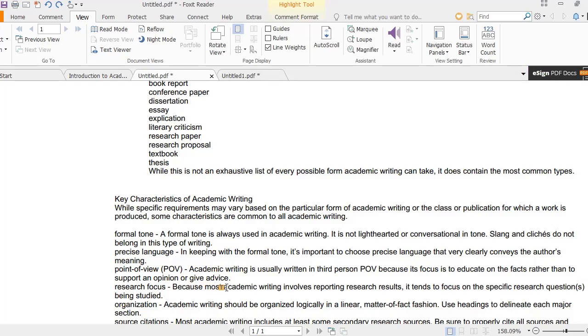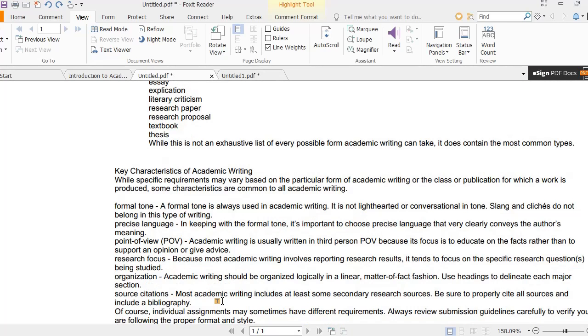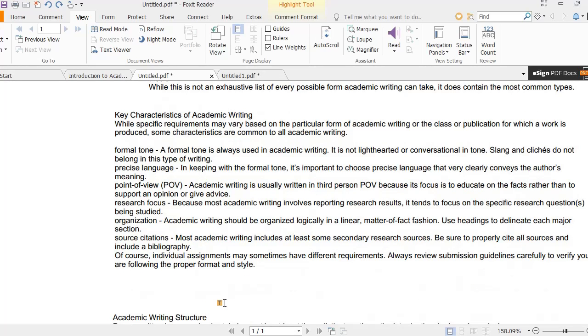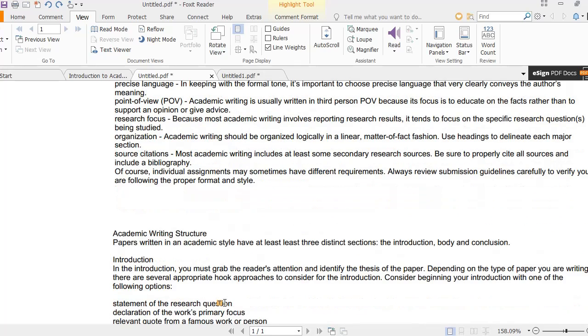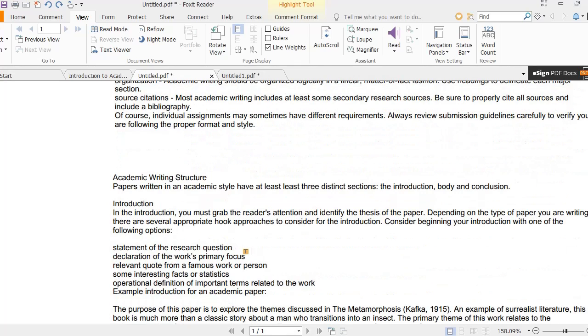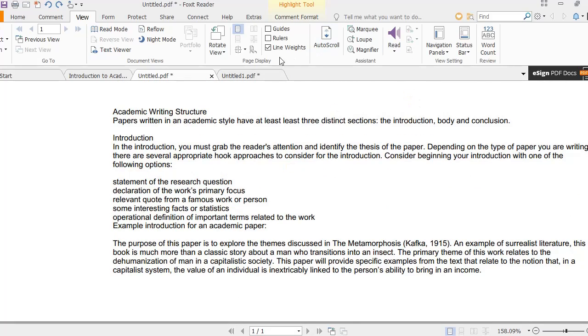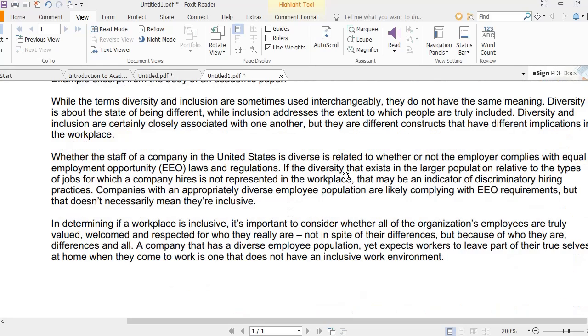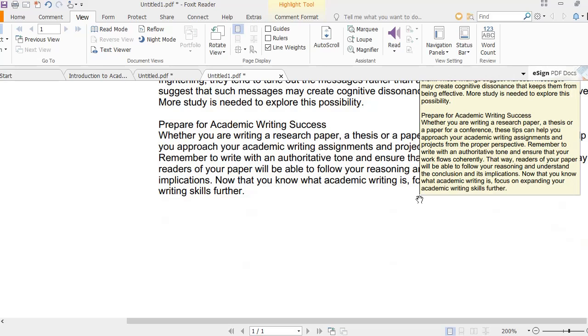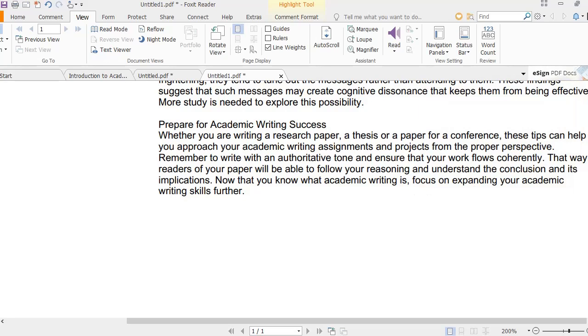Then the language should be precise. Then it should be mainly research focused. And then it should be organized. Then you should cite your sources, all such things we should follow. And then the structure includes an introduction, then a body, then a conclusion. That is what is said in the coming paragraphs. And also the examples are given for introduction, body, and conclusion. So these are the things we have to follow while we write academic writing.